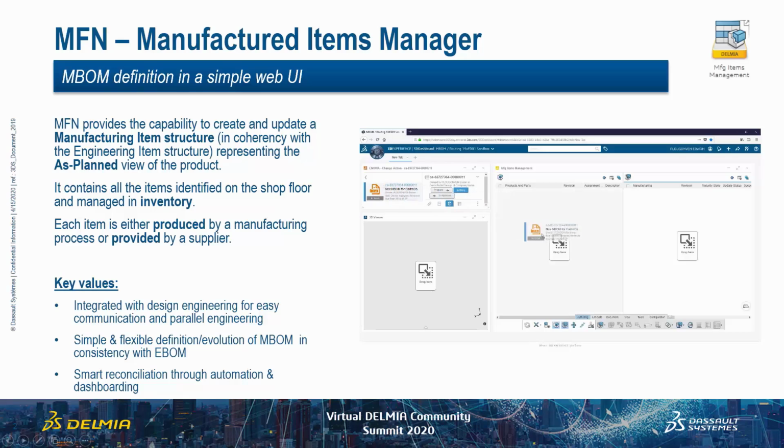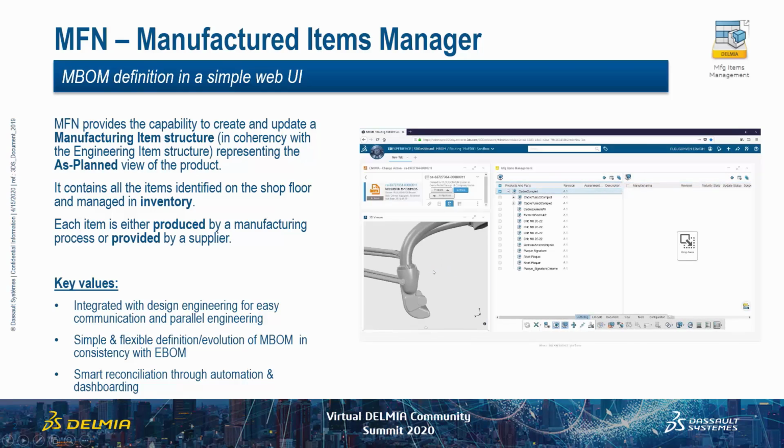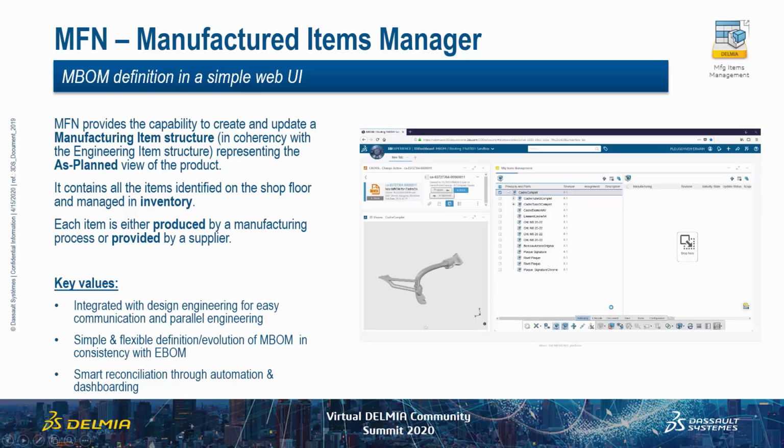So as a reminder, this web role provides, on top of the same model as in the classical authoring DELMIA native apps, a way to create a manufacturing item structure out of a product structure. Usually this manufacturing item structure is at the end considered as a manufacturing bill of material. So this is a tool with a simple UI to easily generate, automatically or manually, this manufacturing item structure and maintain it all over time.